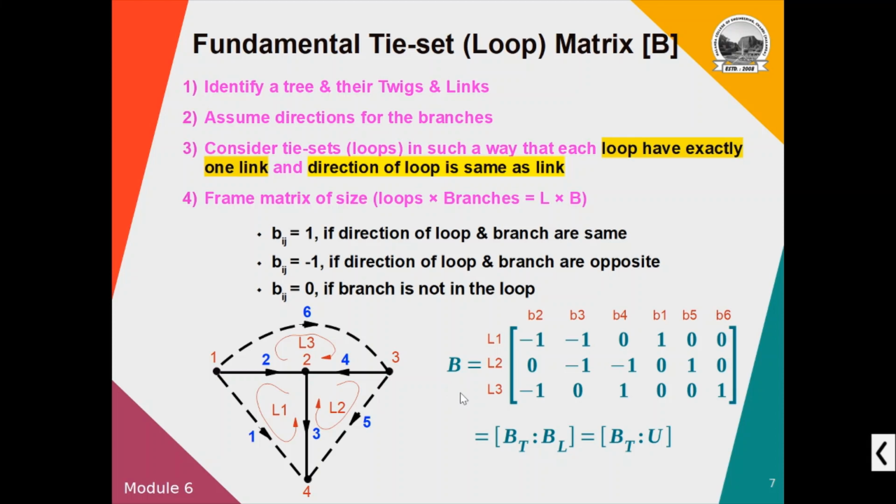This B matrix can again be divided into two parts. One is the tie-set matrix which is related to the twigs. Another is the tie-set matrix which is related to the links. The link matrix is a unit matrix, right? The diagonal is 1, whereas the off diagonal is 0. So this is a unit matrix, represented by U.